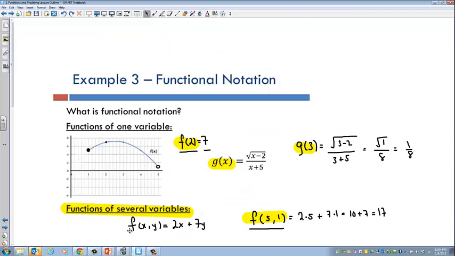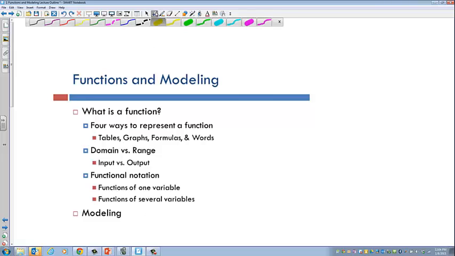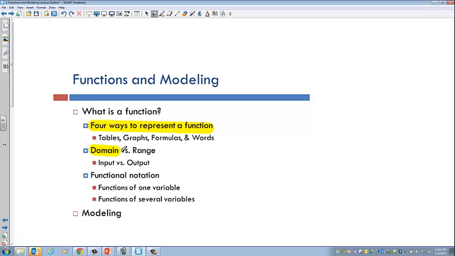Okay, so let's go back to the lecture here. And so we've talked about these things. We've talked about the different ways to represent a function. So we can talk about them in terms of tables, graphs, formulas, and words. We talked about the notion of domain and range, the idea that domain is a set of inputs, the range is a set of outputs. We looked a little bit at functional notation, functions of one variable and functions of several variables. And we want to end this lecture with something on what's called modeling.